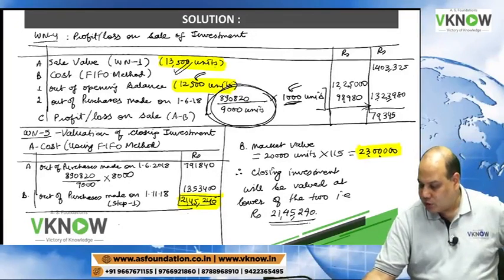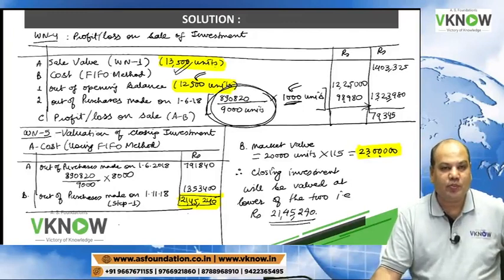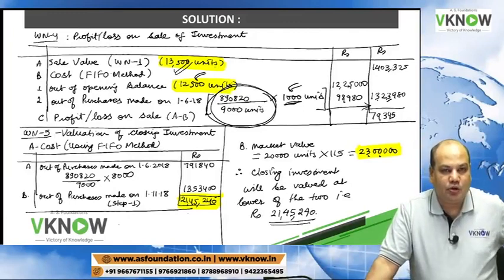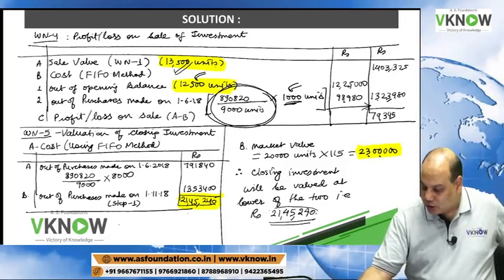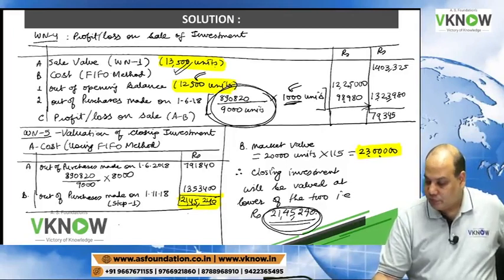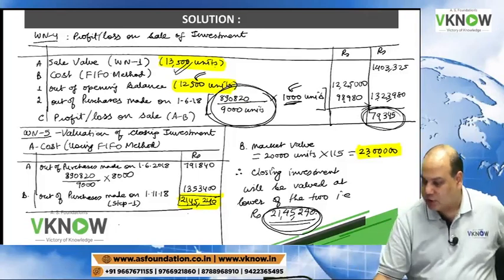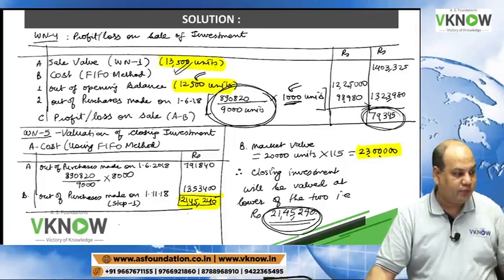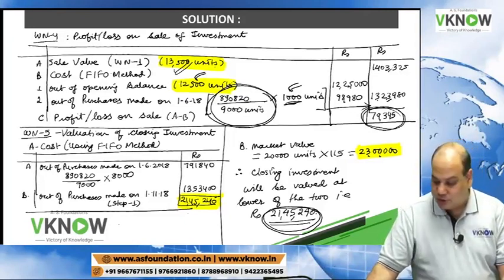So for calculation purpose, I will take here the lower of the two. When you write the closing balance in your investment account, you will write 2145240. So when I ask you closing investment balance, you will give me this figure. When I ask you profit or loss on sale, you will give me this figure 79345. Is it right? Jatin Gupta is right. Jay Shri is right.